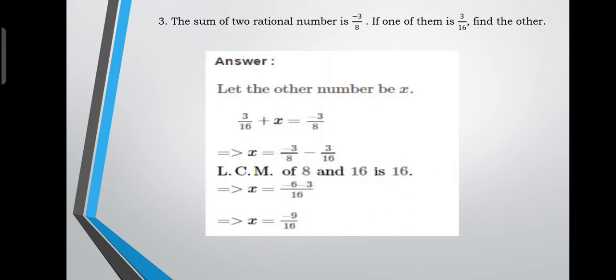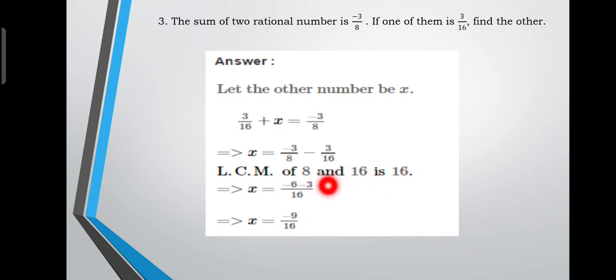So let the other number be x. We don't know what the other number is, so that can be considered as x. So 3 by 16 plus x is equal to minus 3 by 8. Now we have to find the x value. So we are transposing this 3 by 16 to the right hand side. Now it will become negative, because this positive 3 by 16, when transposed to the right hand side, becomes negative. So the LCM of 8 and 16 is 16.